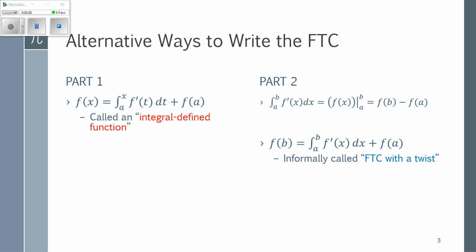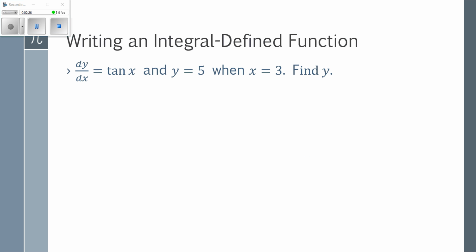So where we're going to start is with just writing an integral defined function. And the idea of this is being able to find antiderivatives when I don't know the antiderivative. So I'm told dy dx is equal to the tangent of x, and y is 5 when x is 3. And I want to find an equation for y. So with this, what I know is that I need to undo the derivative. Well, to undo a derivative, I need the integral. So I need to take the integral of the tangent.